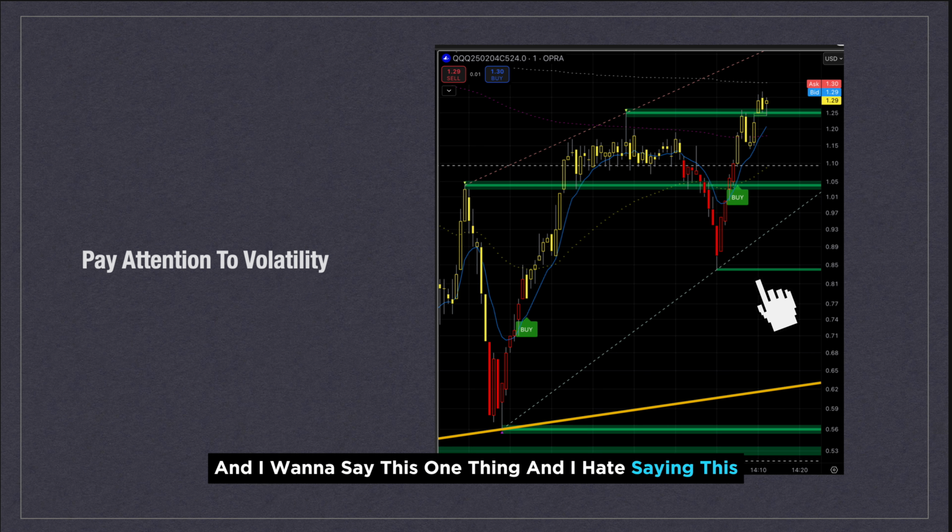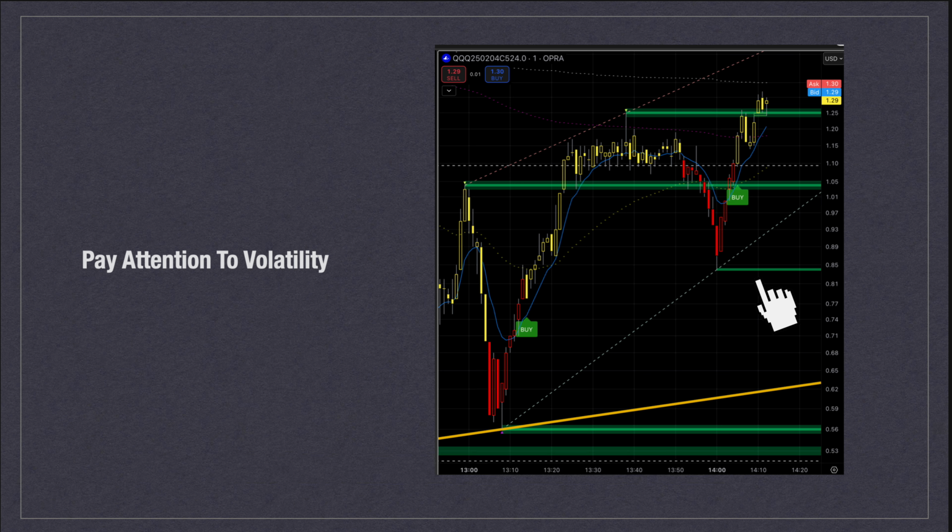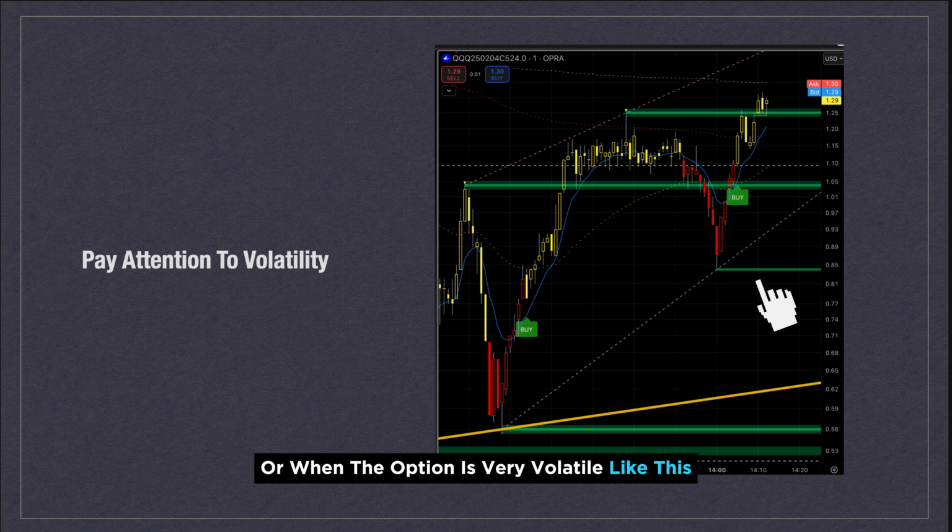And I want to say this one thing, and I hate saying this, but I will say it. Options are like casino gambling. Usually, when you're on a hot streak or when the option is very volatile like this, it will continue being volatile and continue paying you. Because as day traders, we can only buy the option. Usually, when the option starts going sideways like this, it will always pull back.